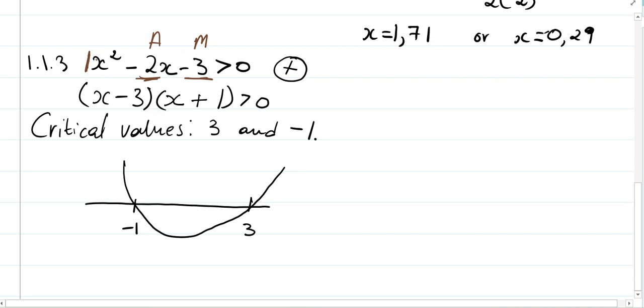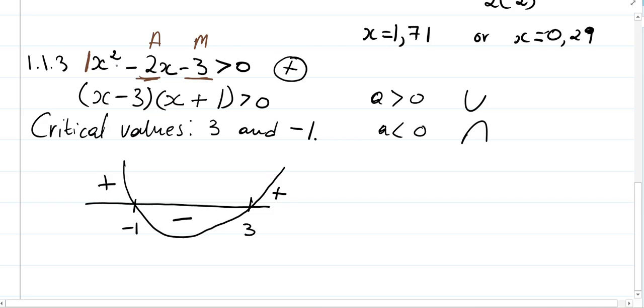So if the coefficient of x squared is positive, if your a is positive, your graph will always be concave up. And then if your a is negative, your graph will be concave down. So it's plus here, minus here, plus here. And then now we get to the answer.